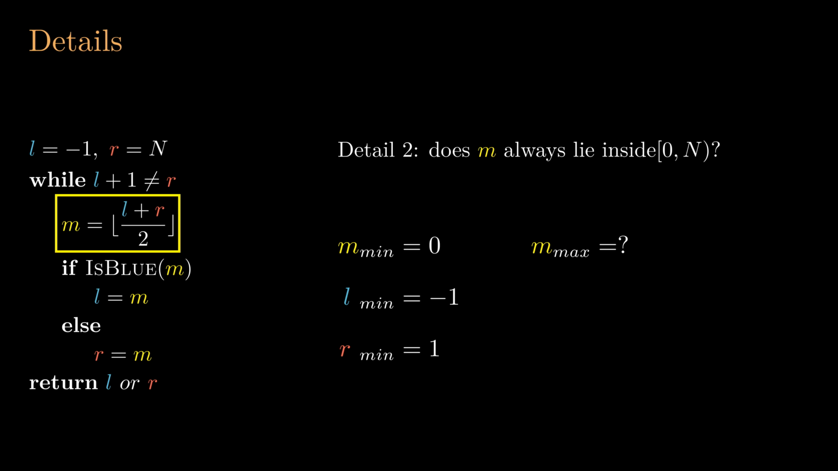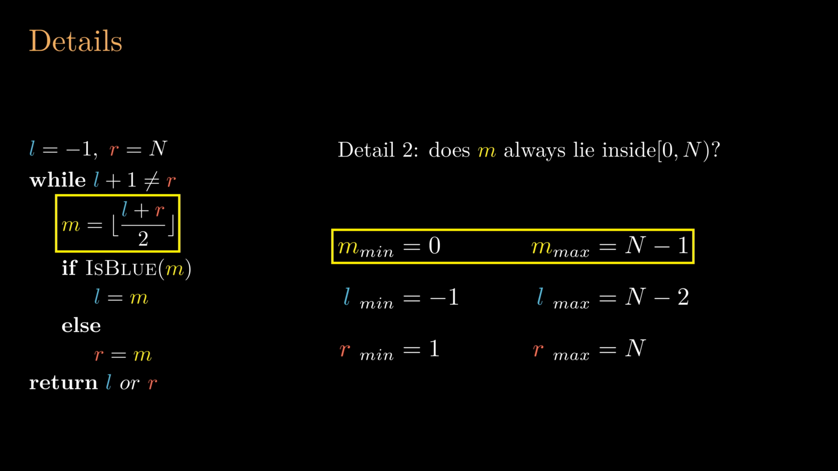Now, let's look at the upper bound of m. Similarly, if we want m to be as large as possible, we need L and R to be as large as possible. The maximum of R is n. For L, if the program is to enter the loop, its maximum should be n-2. Then we can calculate the maximum of m as the sum of L and R divided by 2, which is n-1. In summary, the minimum of m is 0, and the maximum is n-1. So m will always stay in the left closed right open interval between 0 and n. In other words, it will not overflow.